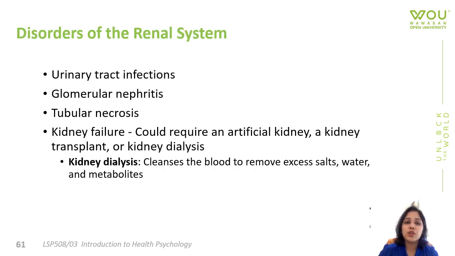Some of the disorders of the renal system include urinary tract infections or UTI, glomerular nephritis, tubular necrosis, and kidney failure, which is the failure of the kidney to function, which could require an artificial kidney.